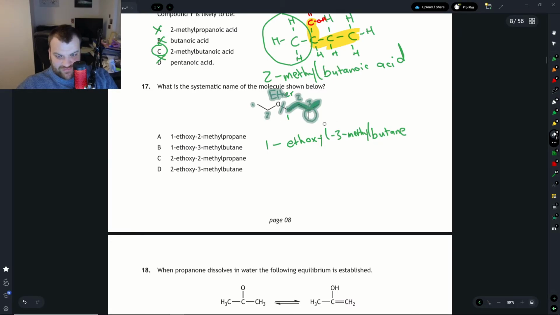So if we do it the other way, we deal with the longest chain, which is the 4. We have an ethoxy off of the first, which is 1 ethoxy. We have a methyl off the third, 3-methyl. And that gives us the correct answer of B for number 17.